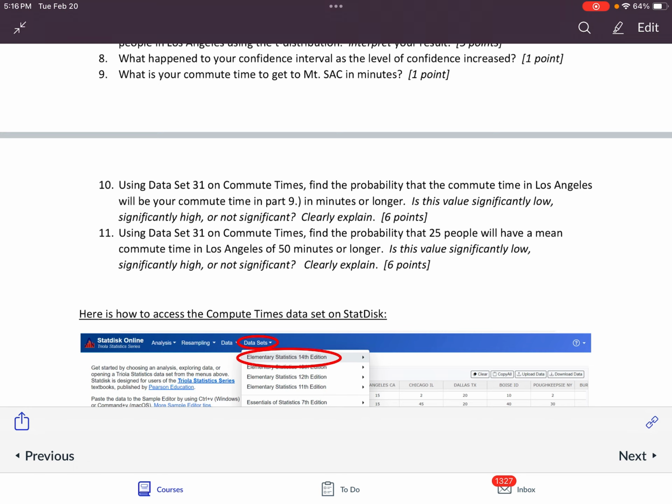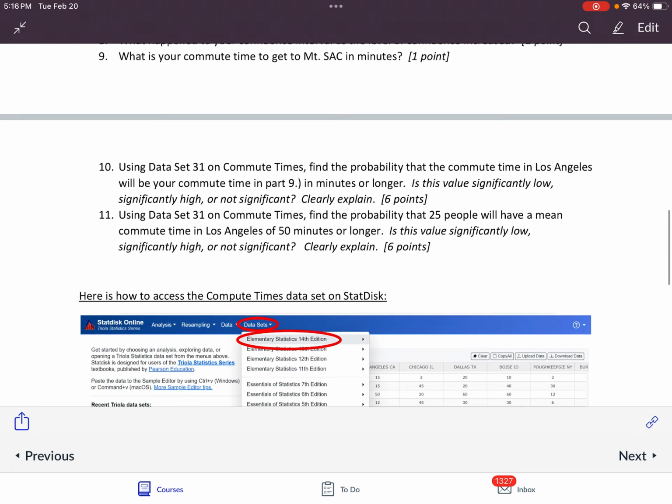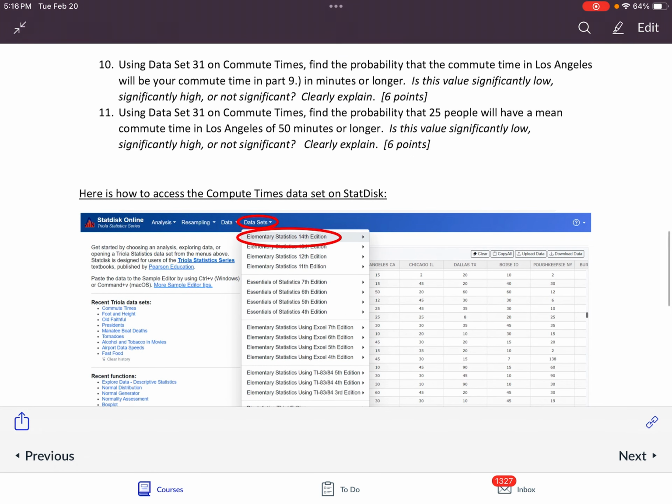And if you do not live near Mount SAC, if you're in a different state or country, make sure that you select a city that you would prefer to live in that's close to Mount SAC and just estimate a commute time there. Number 10 says using data set 31 on commute times, find the probability that the commute time to LA will be your commute time in part 9 in minutes or longer. And then it asks, is this significantly low, significantly high, or not significant?